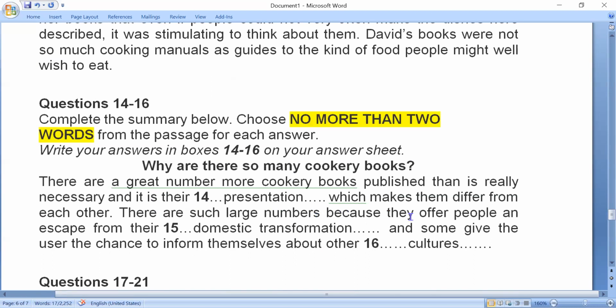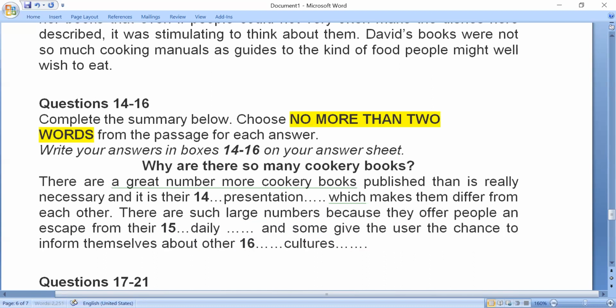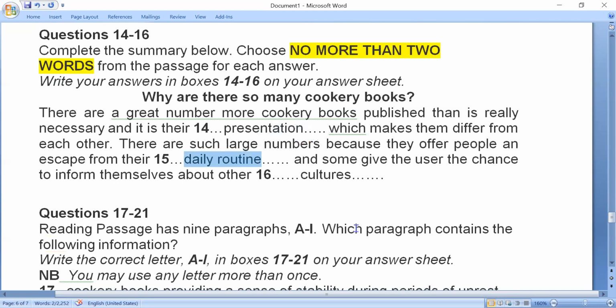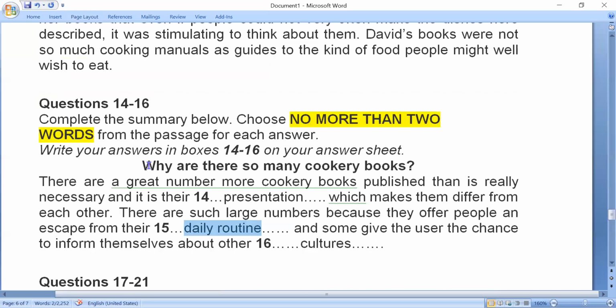There are such numbers because they offer people an escape from their daily routine, not domestic transportation. Okay, I'm sorry, I wasn't conscious about it. I lost my attention, maybe. So I think you now know how to solve fill in the gaps.